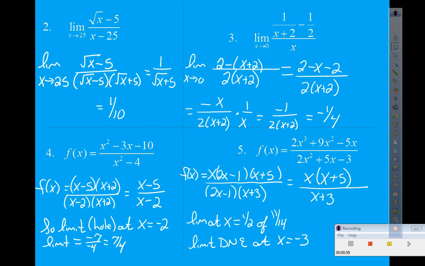I will point out number 4, because some of you had problems on this. After I factored out number 4, I can remove this x plus 2 part. That means there's a hole in the graph at x equal -2. If there's a hole in the graph, then there's a limit. Limit and hole equal the same thing. And then I got the limit to be 7/4 by plugging in -2. But use that how you will.